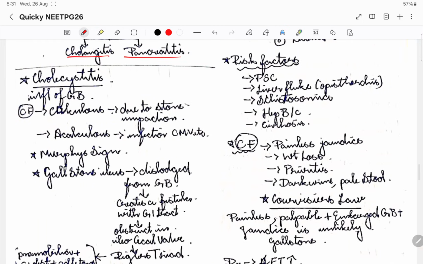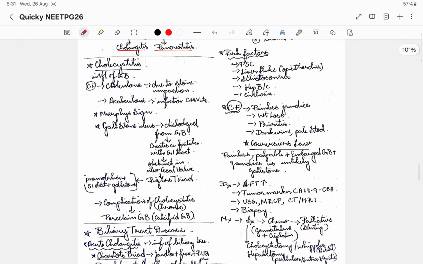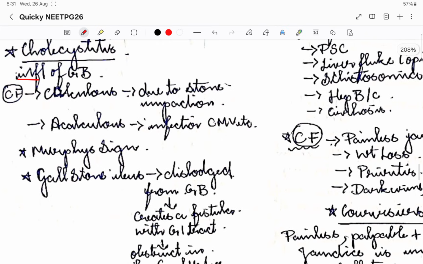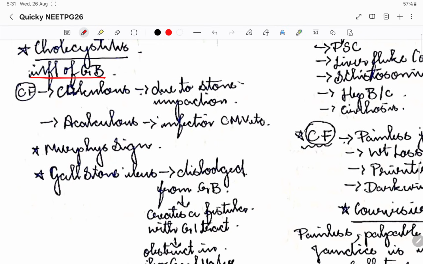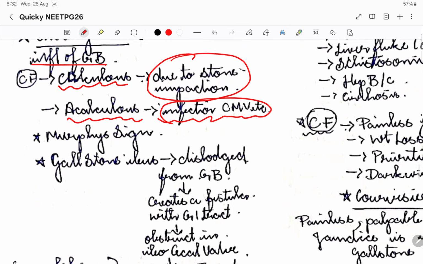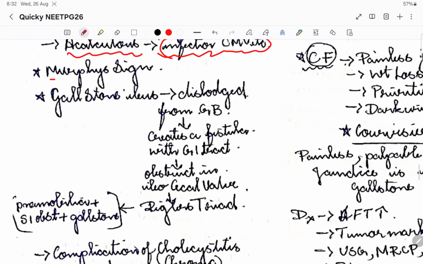Then coming to the inflammatory disorders that I told you, cholecystitis we have to discuss. Cholecystitis is basically inflammation of the gallbladder. Clinical features will be divided based on whether it is calculus or acalculus, meaning due to impaction of a stone, or because of some other infection. Then Murphy's sign, here also we will be eliciting the pain.